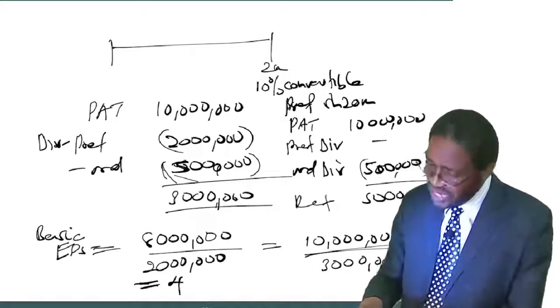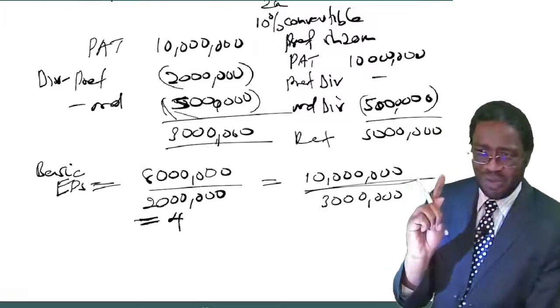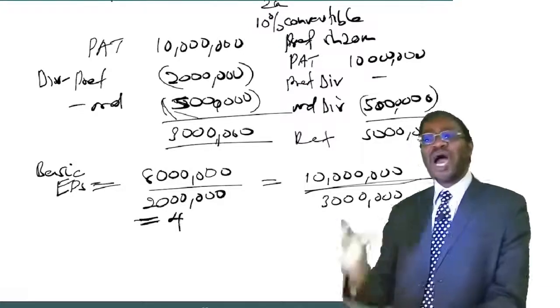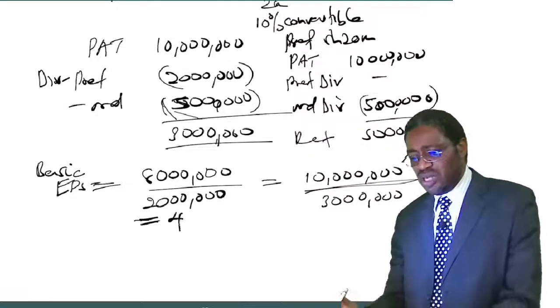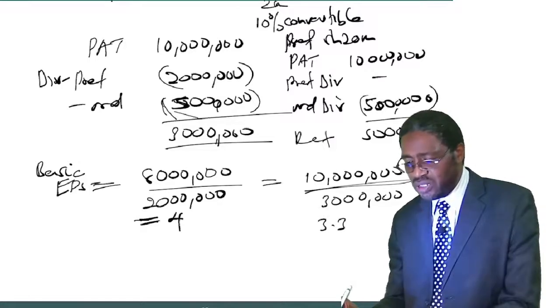So if the preference shareholders would have converted, our earnings per share would have been 10 million divided by 3. That looks like 3.3 shillings.